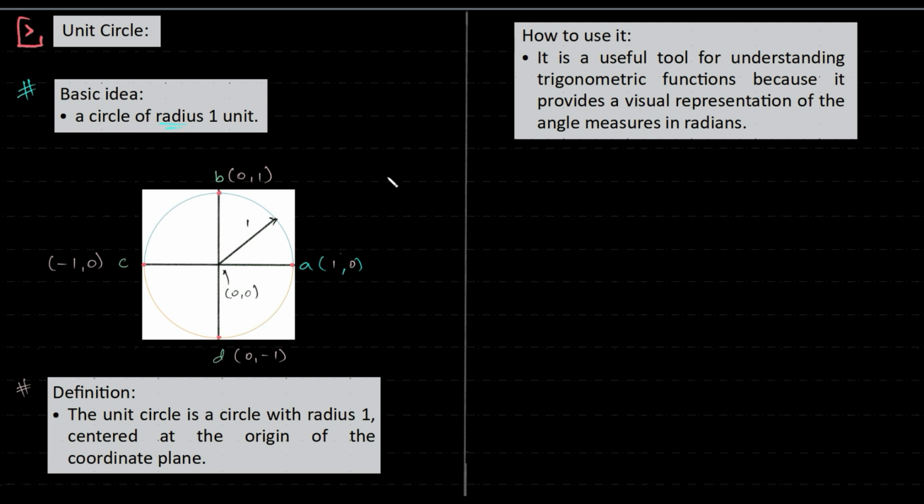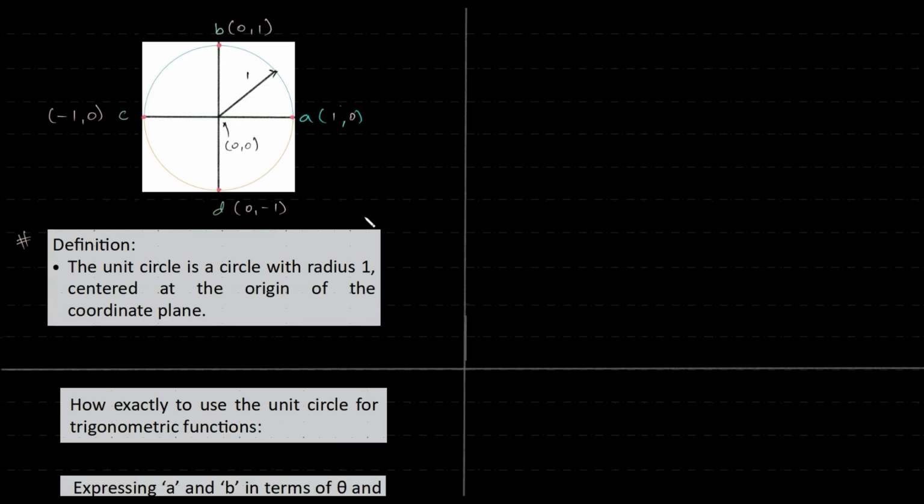Now, the question is, where is it useful? Where can I make use of this? It is a useful tool for understanding trigonometric functions because it provides a visual representation of angle measures in radians. What does that mean? You'll understand in time, but it has to do with trigonometric functions. That's all you have to take from this particular statement.